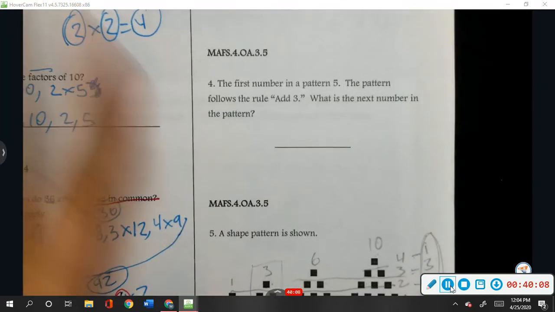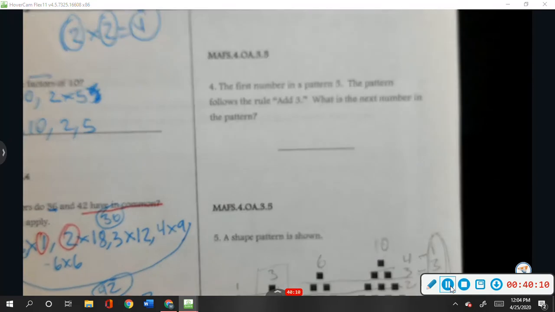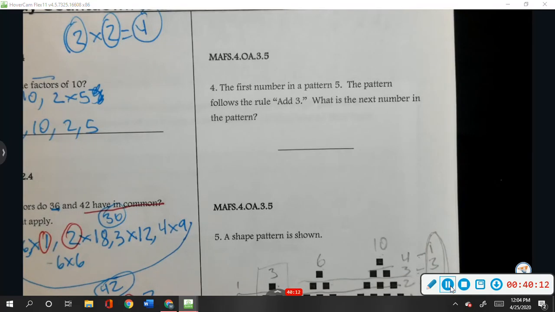Number 4. The first number in a pattern is 5. The pattern follows the rule add 3. What is the next number?